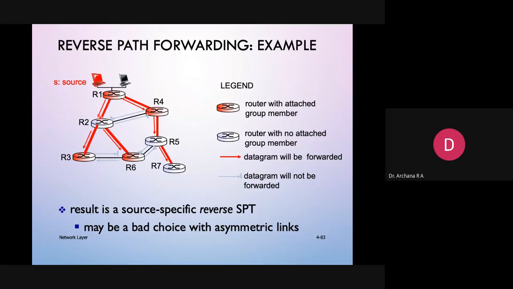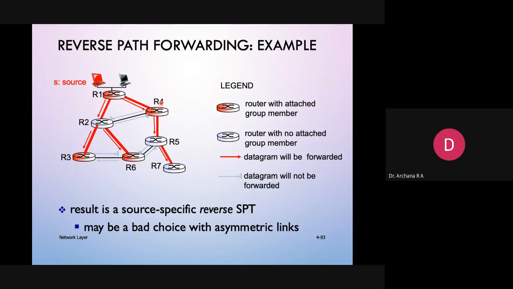So R2 has received the packet from the source R1, so it cannot send the packet back to the source. That's why it is going to deliver only to R3 and R6. To R4 also it is going to deliver, but R4 has a direct connection from R1, and since it receives the same packet from R2, it is going to reject it here.